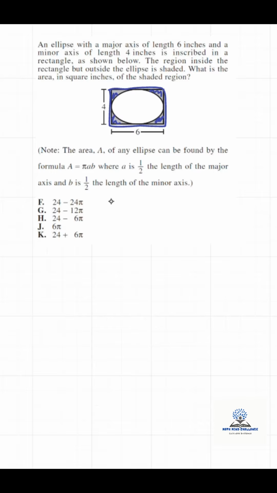So the area of the rectangle is 6 times 4. It's length times width. And so that's 24. And that's common in our answer choices. We'll go ahead and write 6 times 4 there. So you see 24 kind of across the board. Then we're going to subtract away the area of the ellipse.